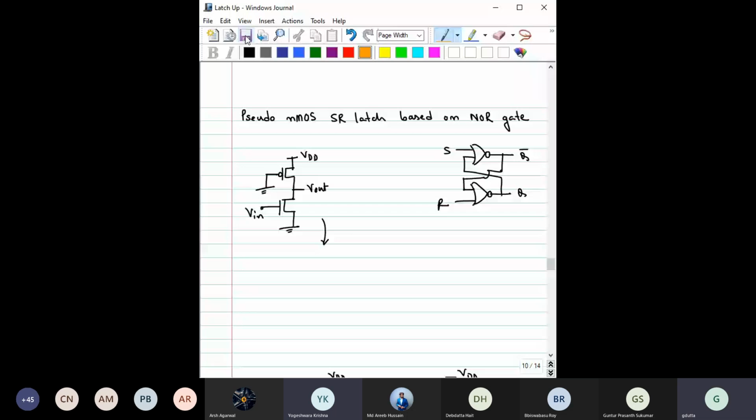Where the load is basically this one PMOS whose gate is grounded, right? So this is the pseudo NMOS technique, right? So in this technique, this is what. So this is which logic?